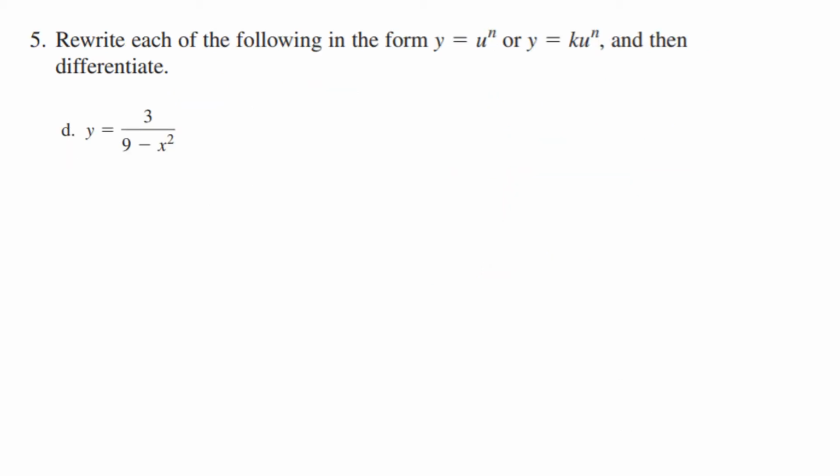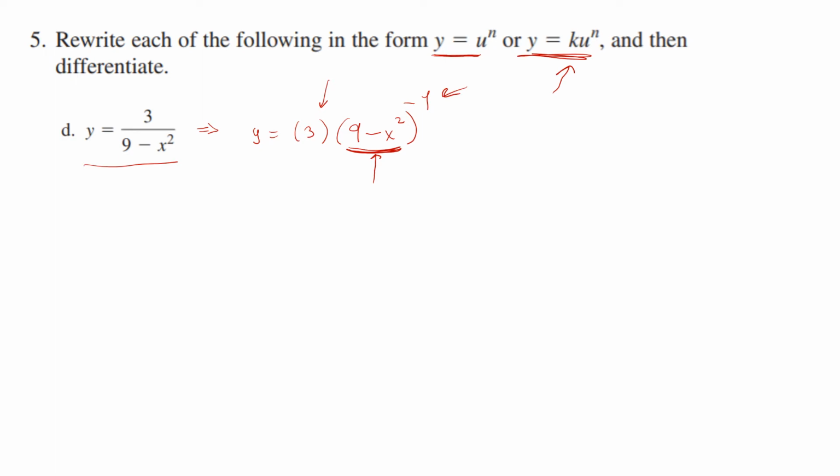So this question is saying to rewrite each of the following in the form y equals u to the power of n, or y equals a constant times u to the power of n, and then differentiate. In the previous one we just used the quotient rule directly, but now before differentiating, it wants me to write it in these forms. We did that in previous videos. I can say y equals 3 times (9 minus x squared) to the power of negative 1. So it means the same thing. It comes to this format because I can count 3 as my constant, my u would be this expression, and my n value would be negative 1.